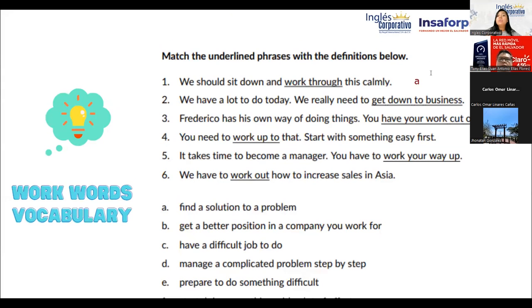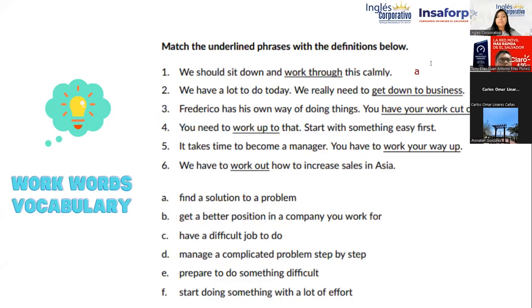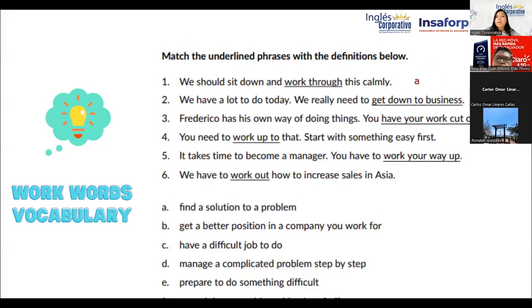We have a lot to do today. We really need to get down to business. I think that you don't see letter F. When we say that we really need to get down to business, it's like saying tenemos que ponernos manos a la obra. Letter F, with a lot of effort. Excellent. Letter F. Yes. That is correct. What about number three?